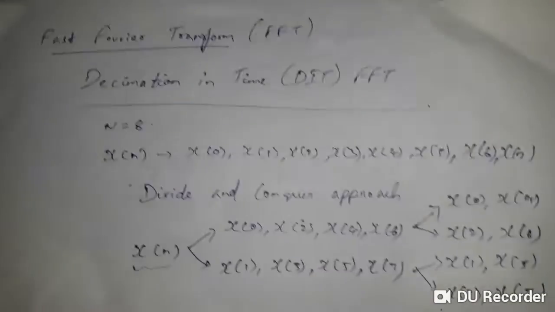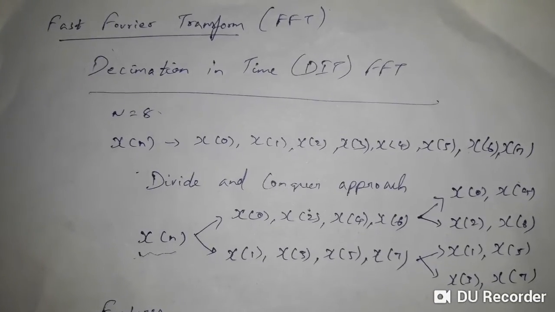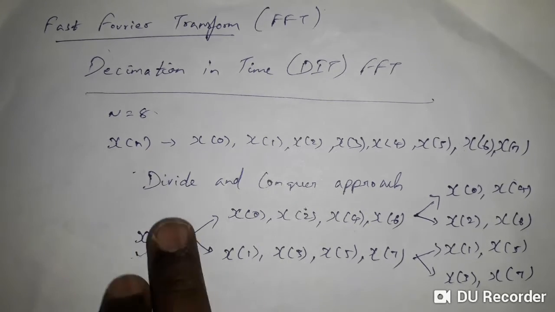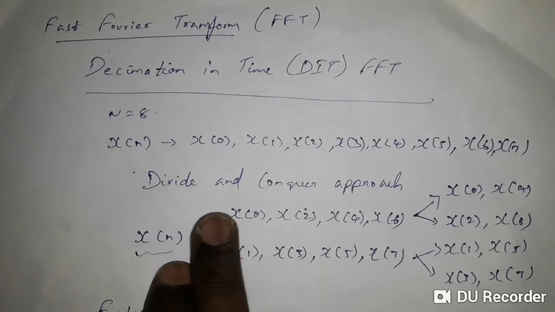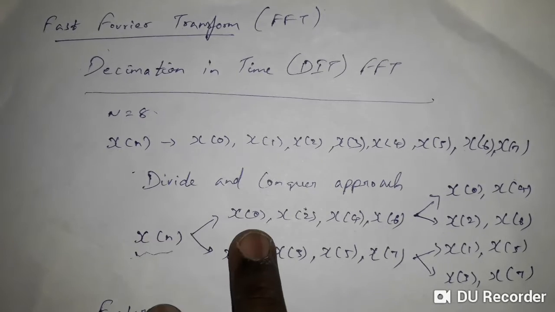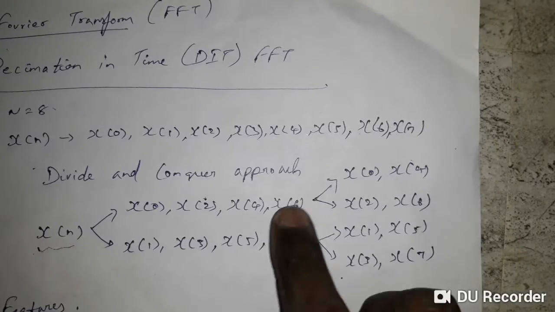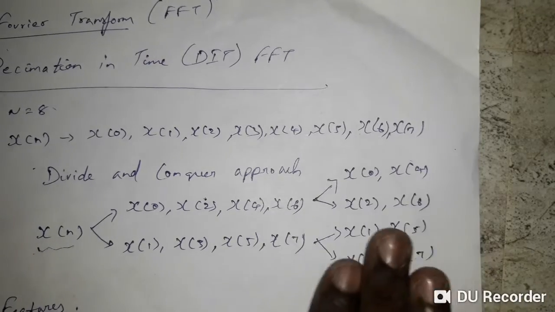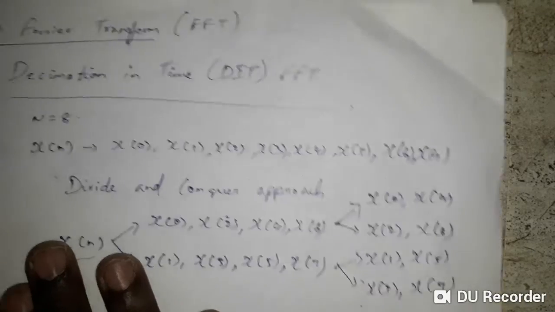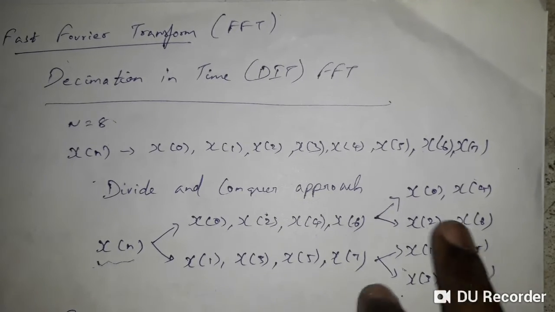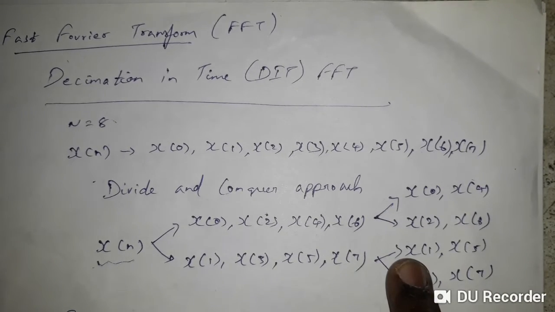So in DIT FFT, what we did is, we take the input sequence x of n, that is scrambled, that is, we use a divide and conquer approach. The input sequence will be split into even and odd components, and that will be further split into components, right? This will be the bit reversed order. So this is what we have seen with respect to DIT FFT. The input sequence is in bit reversed order, okay?